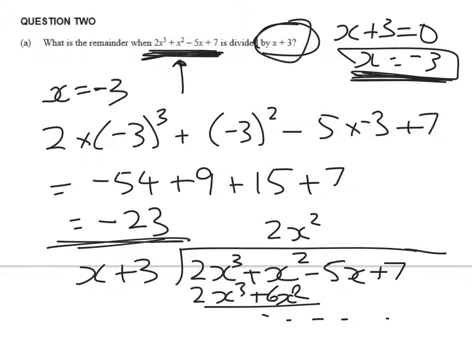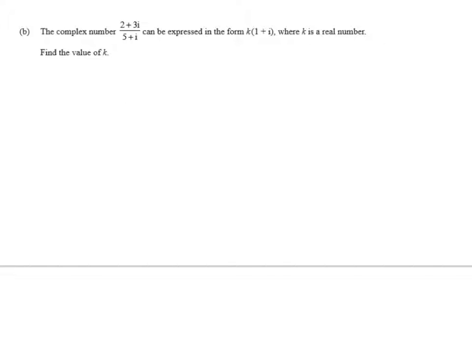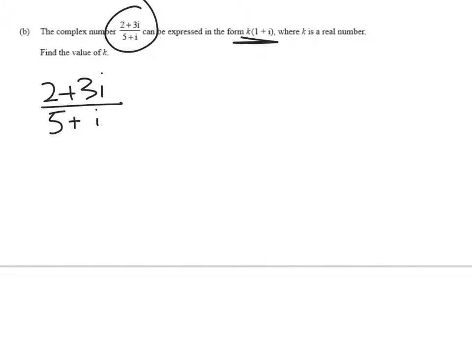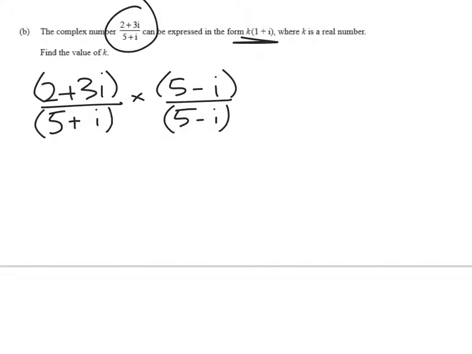Okay, on to part B. So we've got this complex number, 2 plus 3i over 5 plus i, and it can be expressed in this form here. So we need to work that out. So whenever we see a complex number as the denominator, we know we're going to multiply by the conjugate over the conjugate like that. Okay, pop your invisible brackets in, and off we go.